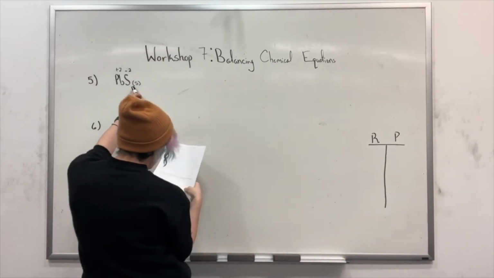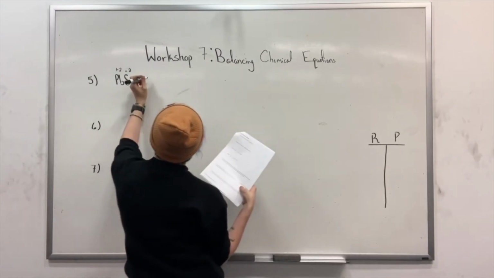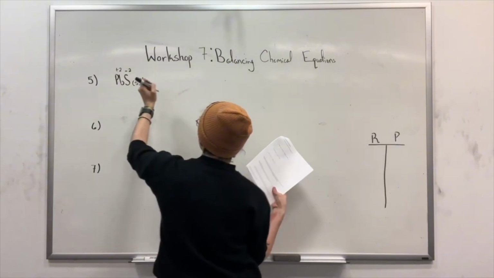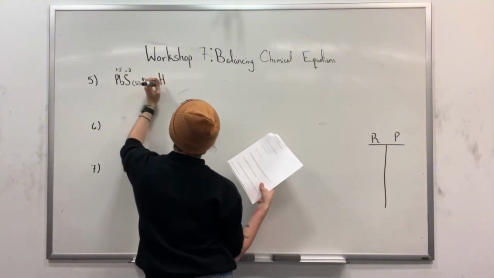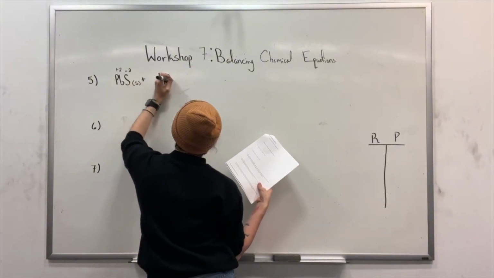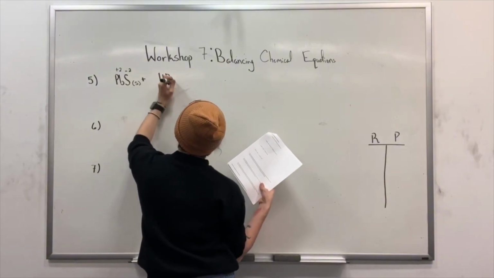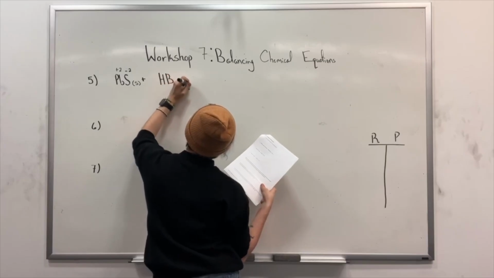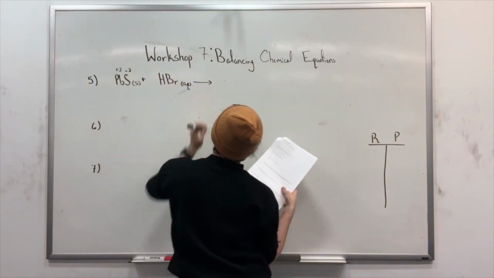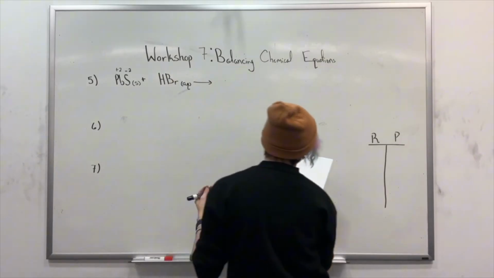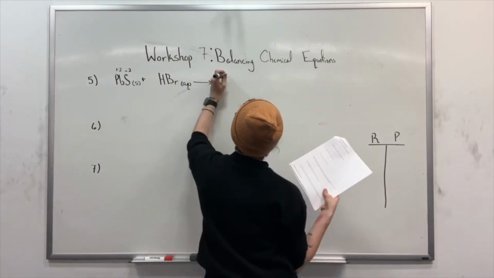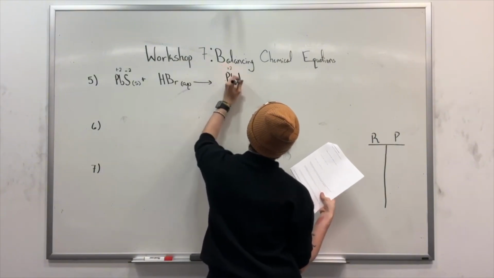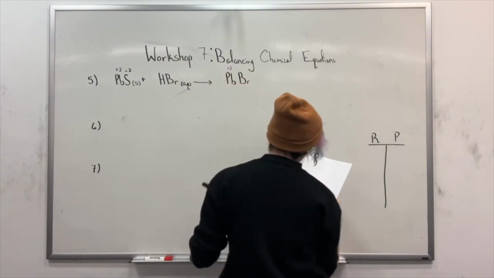So we have our solid lead 2 sulfide reacting with hydrobromic acid. Hydro tells us it's a binary acid, so we put an H, and bromic would be bromine, and they tell us it's aqueous, so we put our aq. Now we go on to our product side to form solid lead 2 bromide. So again, lead with a +2 charge. Bromide would be bromine.